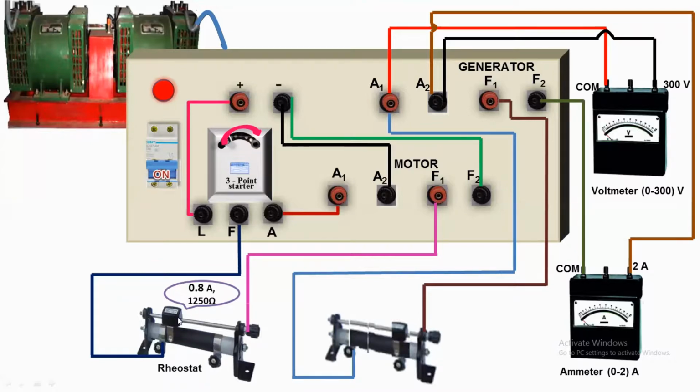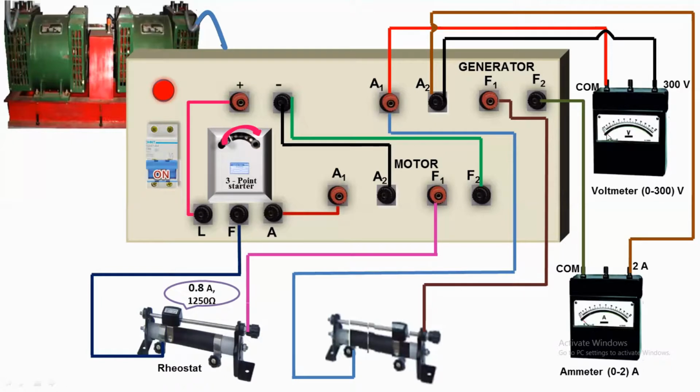Just adjust the field rheostat. When the field rheostat resistance increases, the field current decreases. The field flux is inversely proportional to speed. So the flux value decreases in the motor side, the motor speed increases. So that is how to set the speed as rated speed. After that, don't adjust this motor field rheostat. Then take the initial reading.